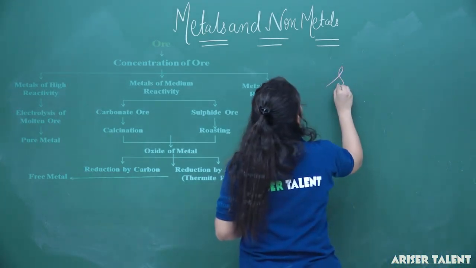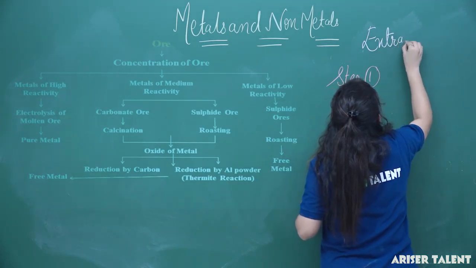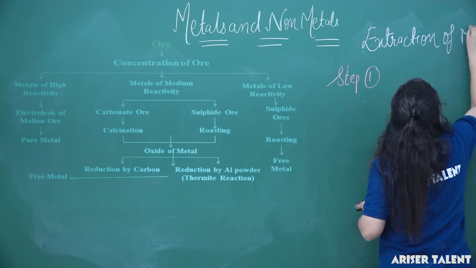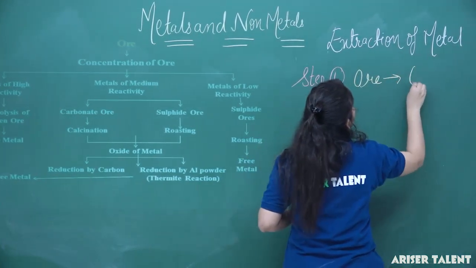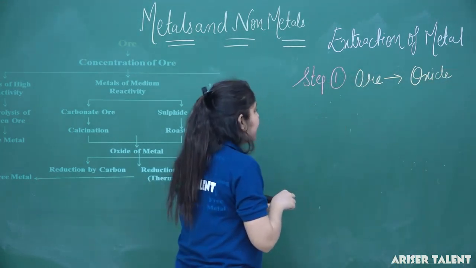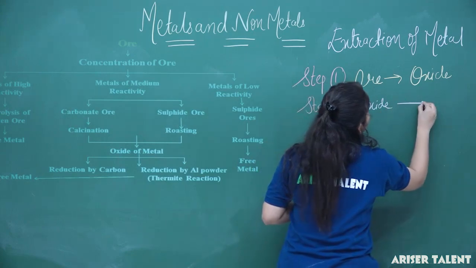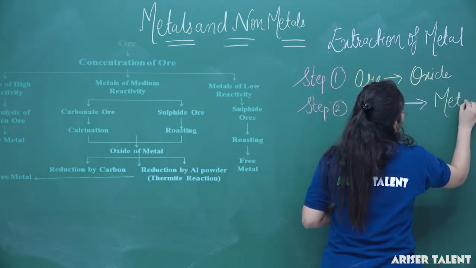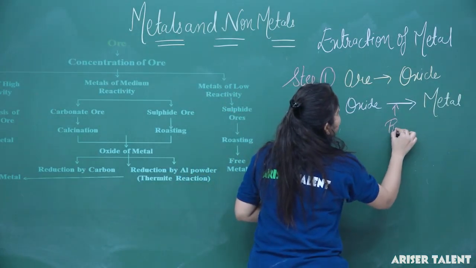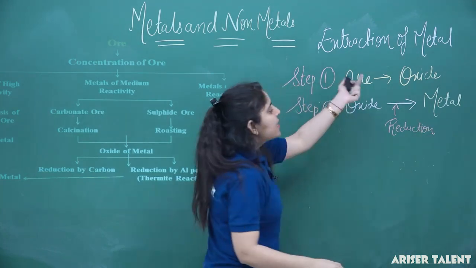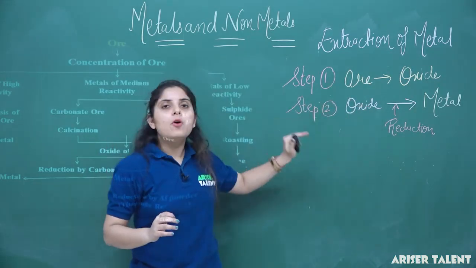Now, the two steps in the process of extraction of metal are: firstly, ore is converted into oxide, and in the second step, that oxide is reduced to get metal. In the first step we perform calcination and roasting, and in the second step we perform the reaction called reduction. So firstly, ore is converted into oxide, then oxide is converted into metal. In the first step we have performed calcination and roasting, now we are performing the reduction technique.